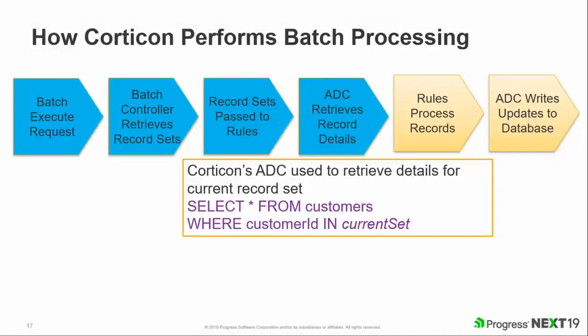With ADC, what happens is we can retrieve the data in a larger chunk. So we can get that set of 1,000 customers. Then we can get all the orders for those 1,000 customers. Then we can just stitch it together in memory, making the associations that are necessary in Corticon.